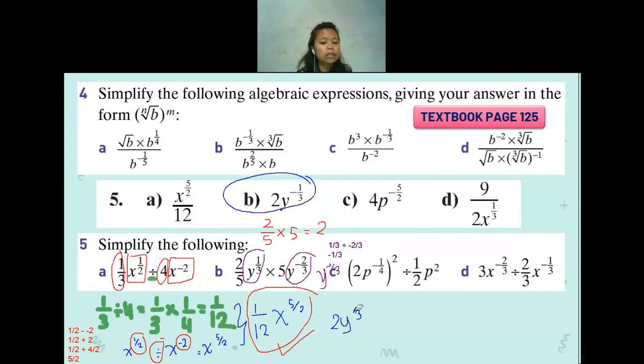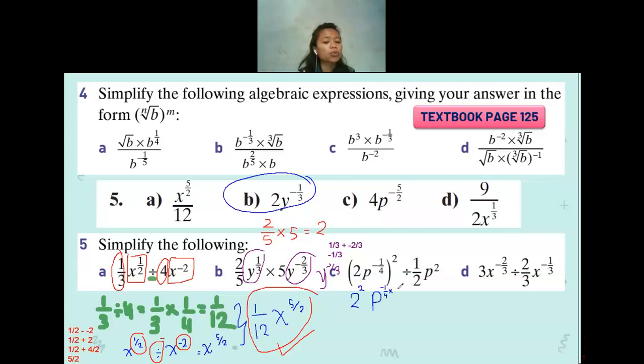If you have this kind of calculation, always simplify from the numbers first, and then you simplify the letters. But now for question C, you have a bracket. It means you have to simplify the bracket first. Everything inside the bracket will get the power, because this is to the power of 2. So the 2 will be to the power of 2. The P, it will be P to the power of negative 1 per 4, to the power of 2 also.